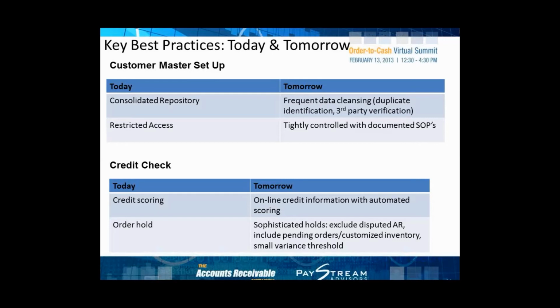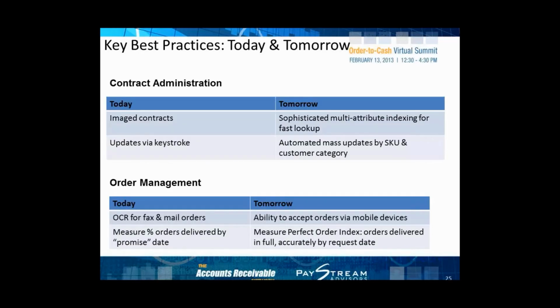Credit scoring, just faster, online, automated scoring to really set up the decision for the credit manager. All that kind of hustling and bustling to secure credit information, analyze it. Going to see more and more of that automated. Order holds. Remember, one of the objectives of order to cash is to ensure an uninterrupted supply of product and service to your customers. Well, order holds, to really be good at that, yet still hold the orders that need to be held, have to have a little more sophisticated hold function here with some of the features that I list here.